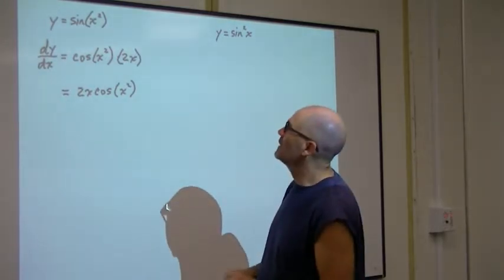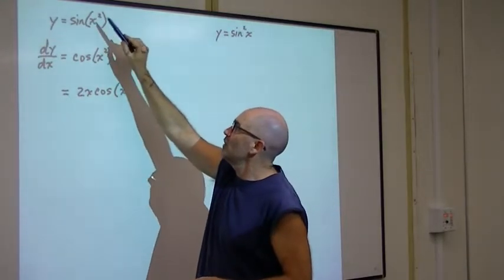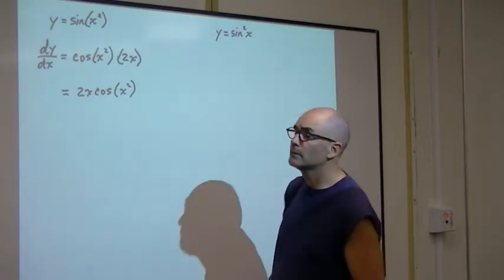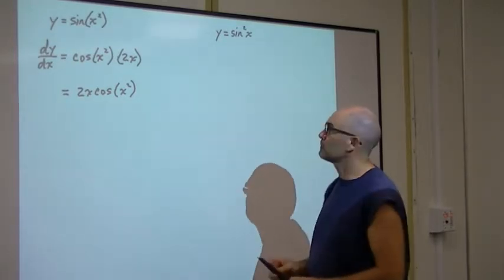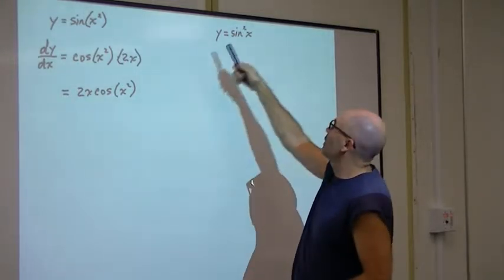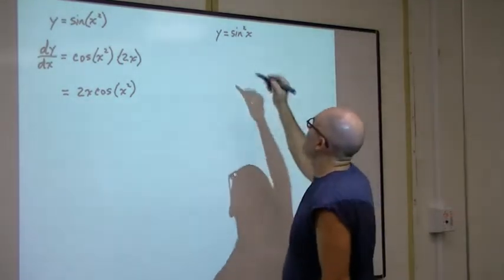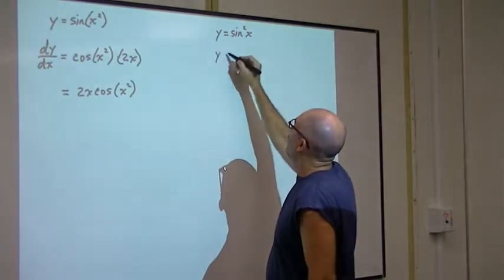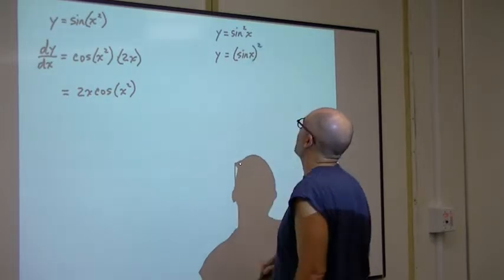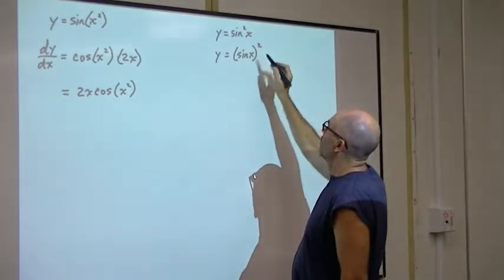There's our derivative. Notice the chain rule is simply taking the derivative of the inside. Here we are. Instead of y equals sine of x squared, we have y equals sine squared x. Now, this we could rewrite as y equals sine of x quantity squared. That's what sine squared x means. Okay, now let's take the derivative.